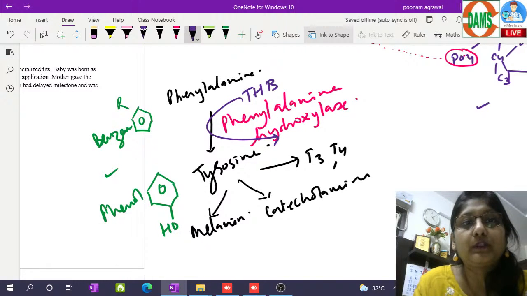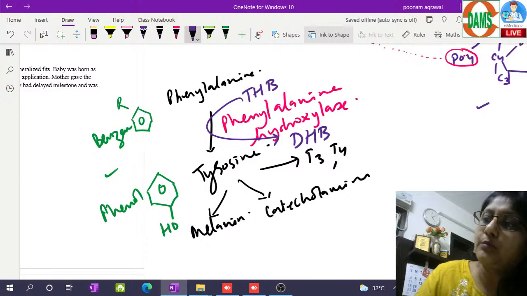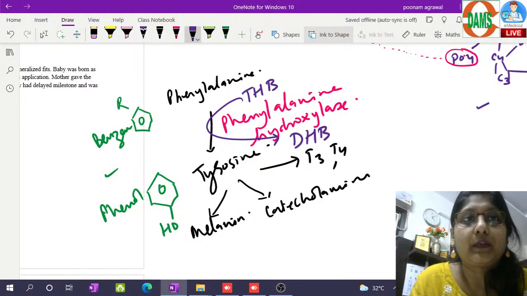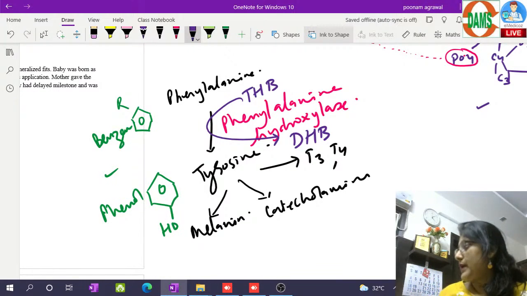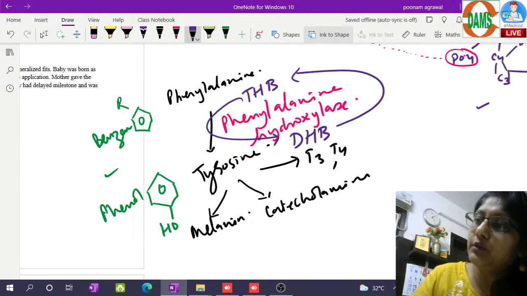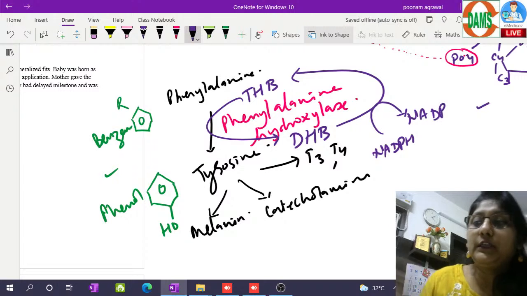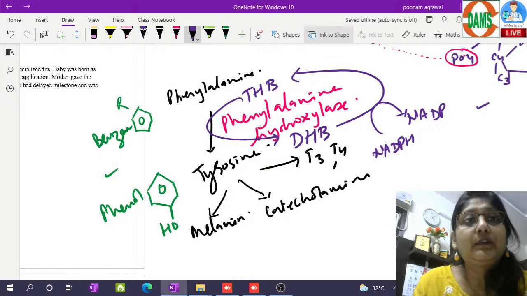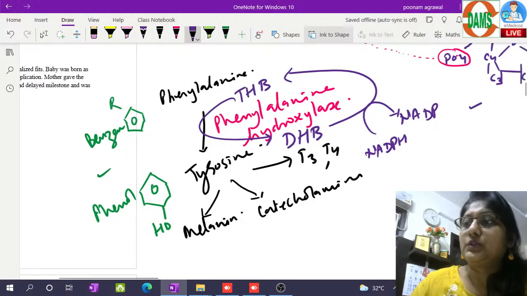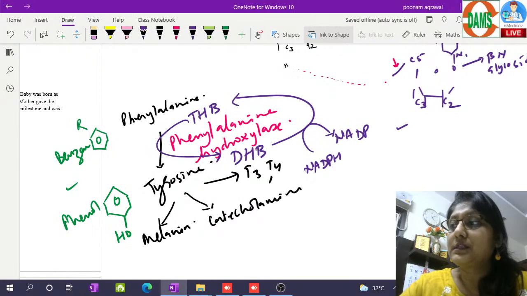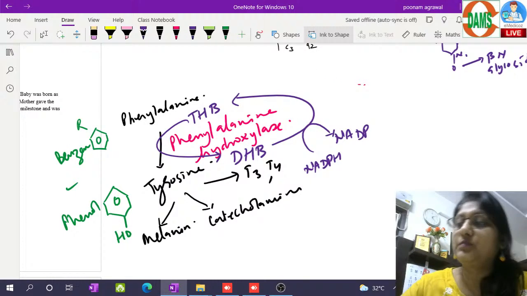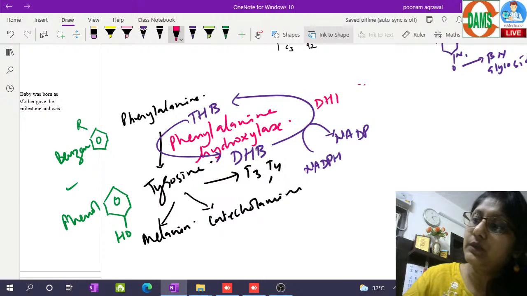It becomes dihydrobiopterin once it donates its 2 hydrogens in this reaction. So tetrahydrobiopterin is required, and then it is converted to dihydrobiopterin. We need reduction of this dihydrobiopterin with the help of NADPH for uninterrupted conversion of phenylalanine to tyrosine. So we need a continuous supply of NADPH which can donate its hydrogen to reduce the DHB to THB. And you can even guess the name of the enzyme which reduces the DHB to form THB. That enzyme is called dihydropteridine reductase.